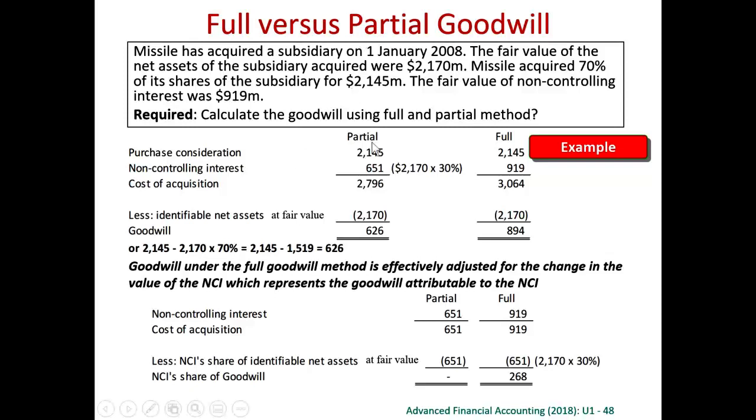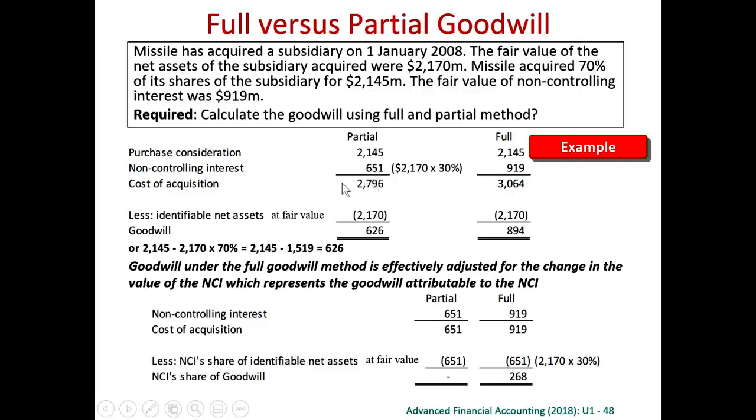However, accounting standards allow us to measure non-controlling interest at a proportion of the fair value of the net asset. Fair value of the net asset is 2,170. NCI is 30%, so as a proportion of the fair value of the net asset, NCI will be measured in your consolidated financial statements at 651. So I pay 2,145 for 70%. NCI contributed 651 as a proportion of the fair value of the net asset.